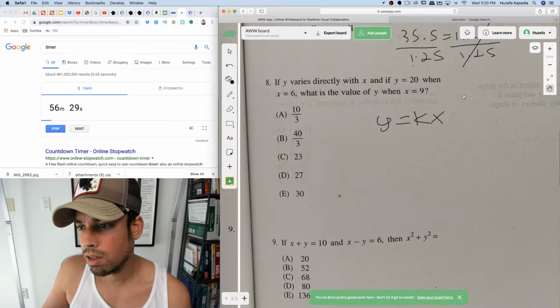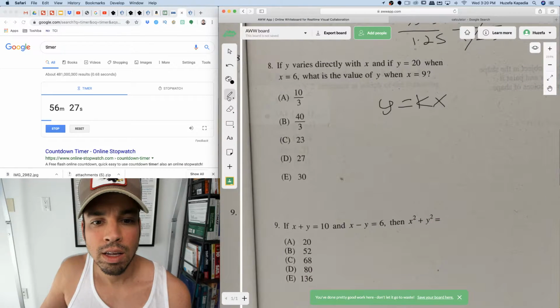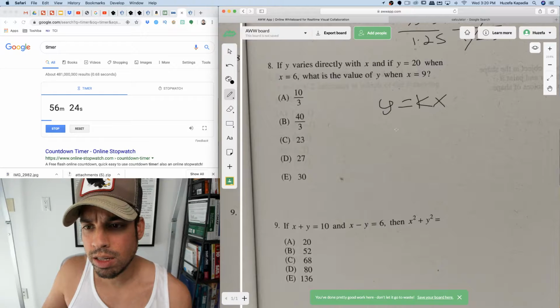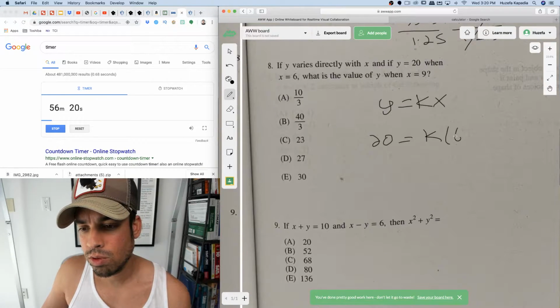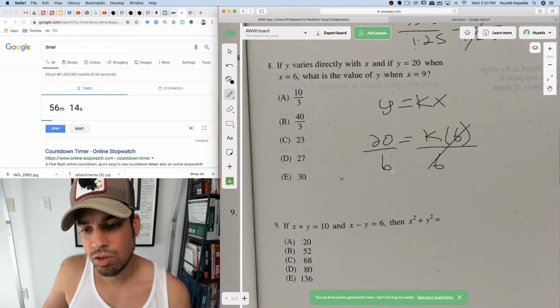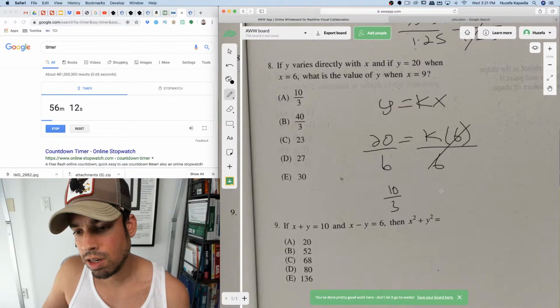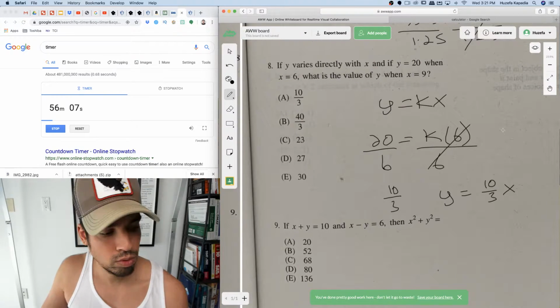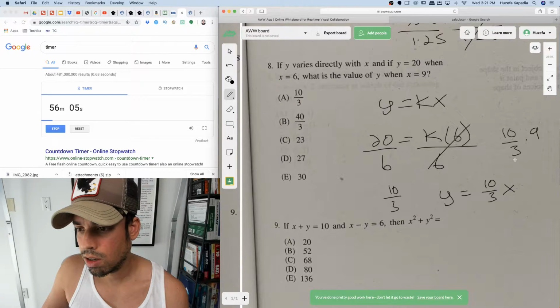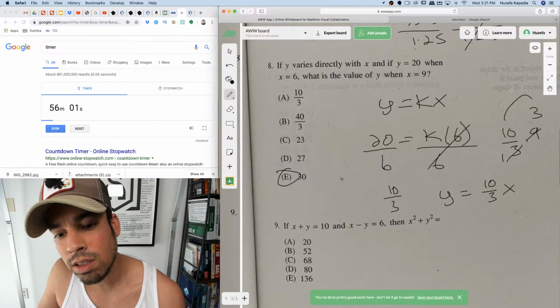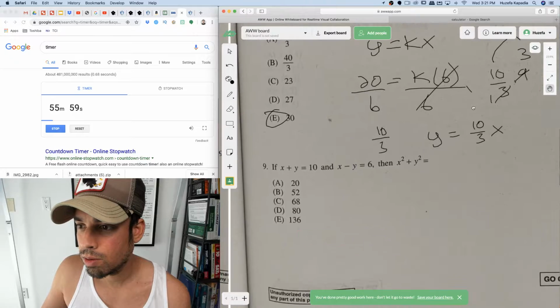Wait, I think I hit undo too many. No, I didn't. Then if y varies directly with x and if y equals 20 when x equals 6, so isolate k. So that's 10 thirds, I'll just say. So y equals 10 thirds x. When x equals 9, what's 10 thirds times 9? Cross simplify. 3 times 10 is 30. Yeah. All right. Oops. Okay, next, number 9.